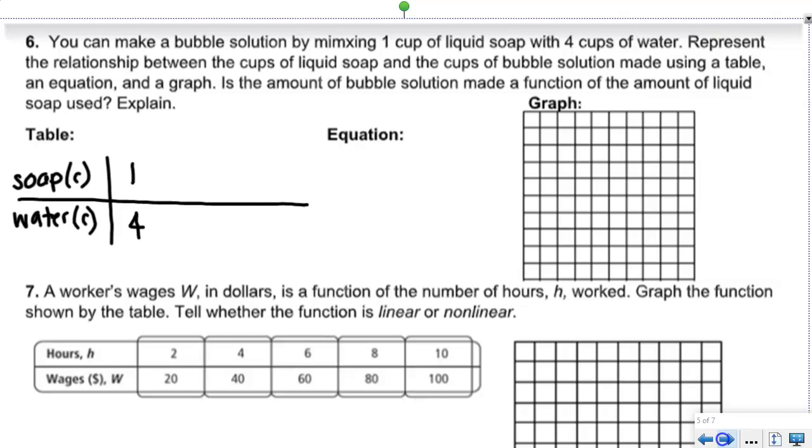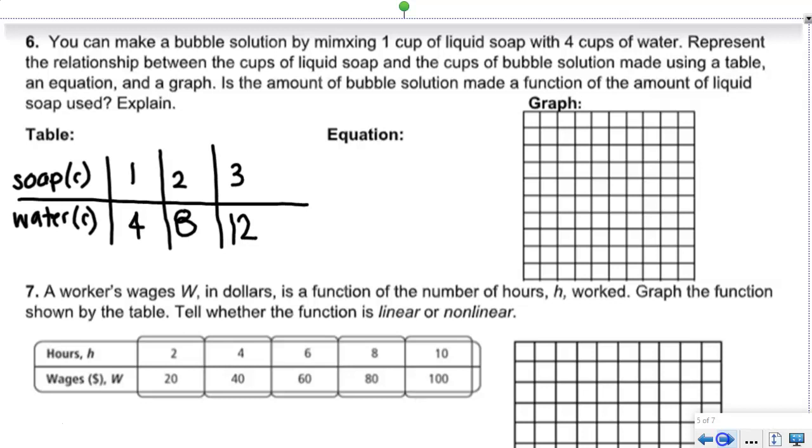And then they tell me when I have 1 cup of soap, I have 4 cups of water. So I'm looking at my table and I want to add a few more entries into my table. So if I were to add another cup of soap, I would need 4 more cups of water, so that would mean I would have 8 cups of water. And if I had 3 cups of soap, then I would have 12 cups of water.